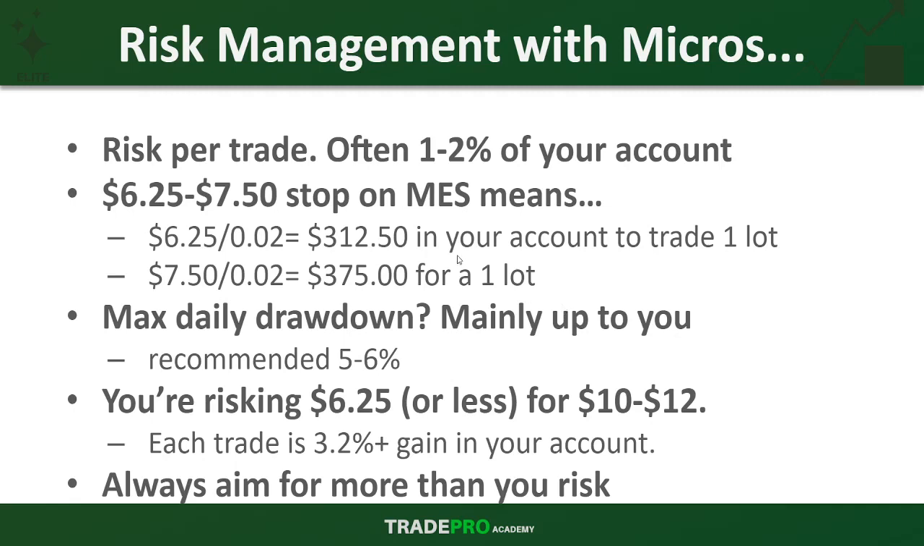So again, if you're risking 1 to 2% on the MES or the micro, you're only risking $6.25 or $7.50, depending on the stop, right? If you're risking 2%, that only requires $312 in your account to trade a one lot, right?